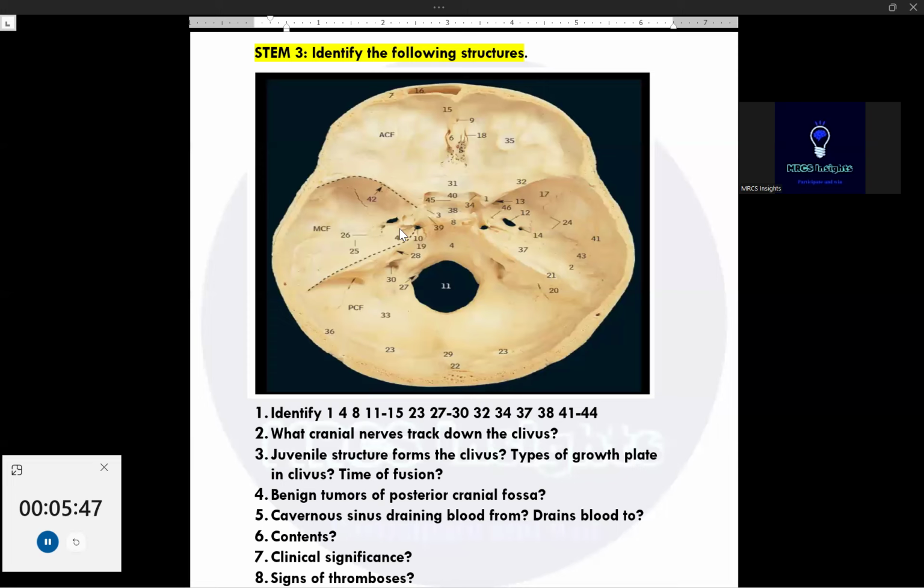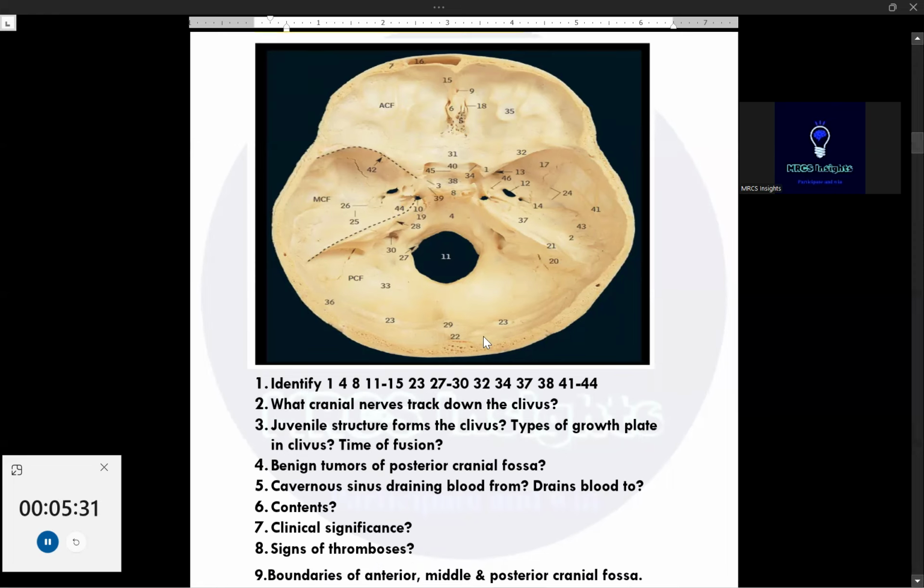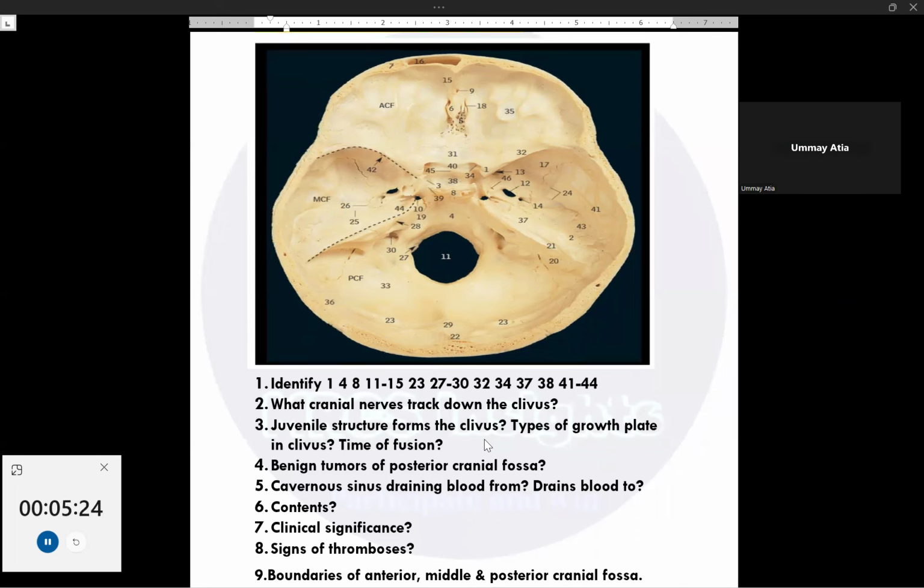Do you come back to this structure, number 44? Ma'am, it's impression for nerve. Yes. Trigeminal nerve. Excellent. This is the impression for trigeminal nerve. Okay. So now tell me, from which juvenile structure is the clivus formed? It's formed by spheno-occipital synchondrosis. Okay. So what is the type of the growth plate in this clivus? Hyaline cartilage. Okay.